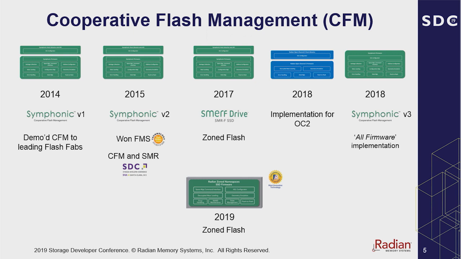In 2018, we released Symphonic V3. Up until then, we had provided host resident libraries for our address configuration functionality, but in this V3 release, we moved all of that functionality from the host resident libraries into the device in firmware. And it became the industry's first software-defined flash solution to provide idealized flash and address configuration in an all firmware implementation.